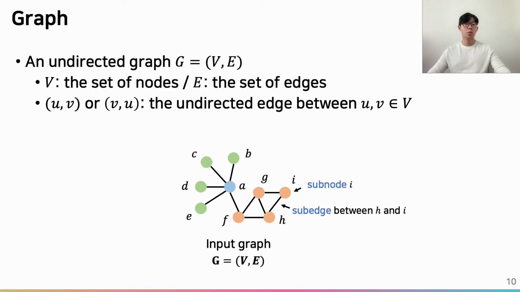In this work, we consider as an input a simple undirected graph G, where V denotes the set of nodes and E denotes the set of edges, and we use pairs to denote undirected edges. We call nodes and edges in G subnodes and subedges respectively, to distinguish them from supernodes in the proposed model.